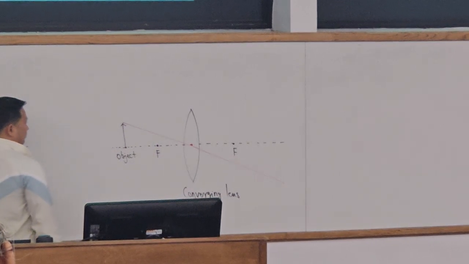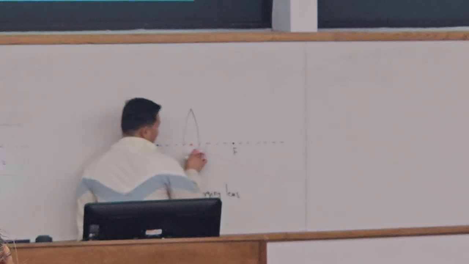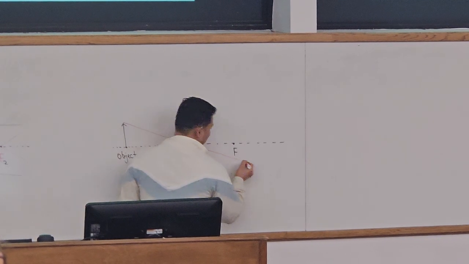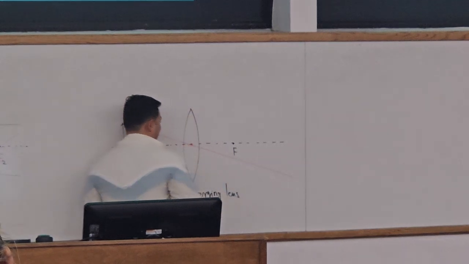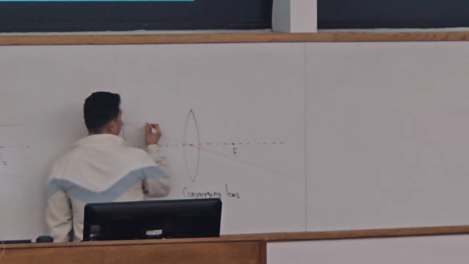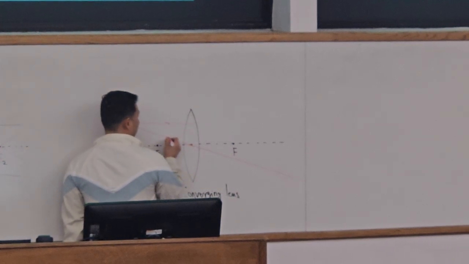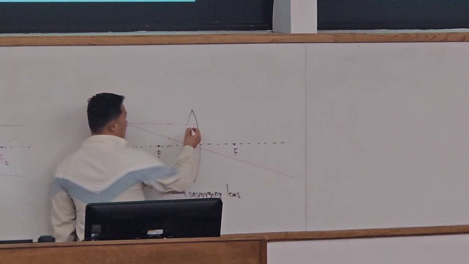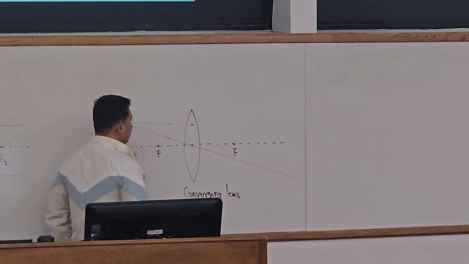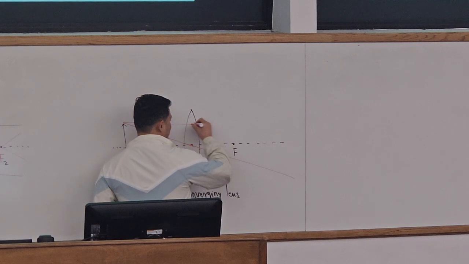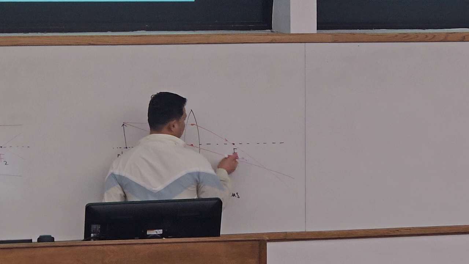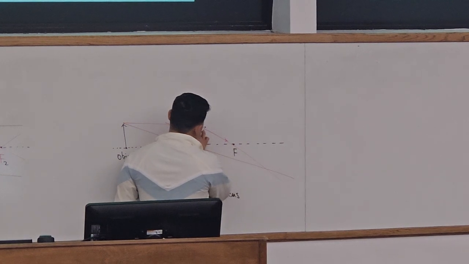The second one, my line doesn't look very great, but please pay attention. The second one is parallel to the principal axis. Whenever you have light parallel to the principal axis, it will pass through the focus. Please try to make it straight. My line doesn't want to look straight.